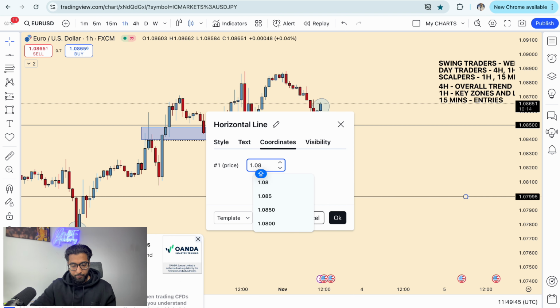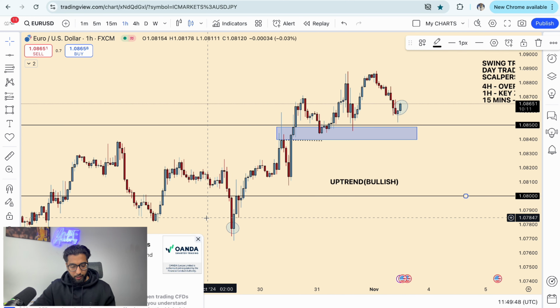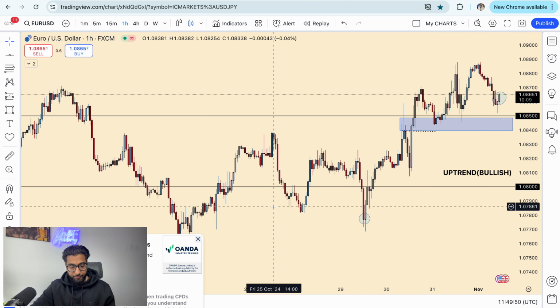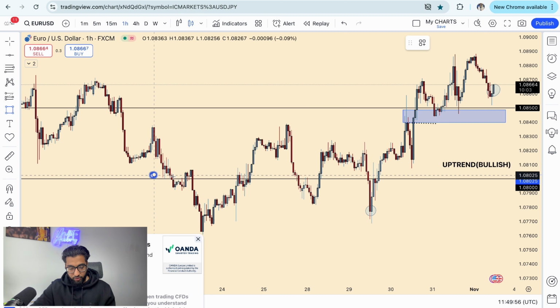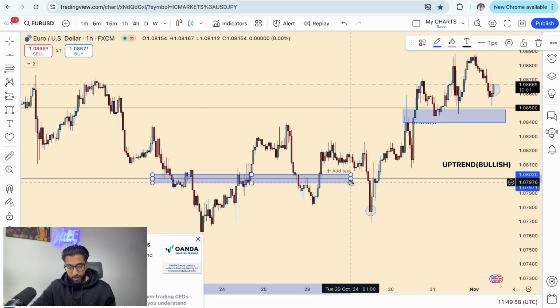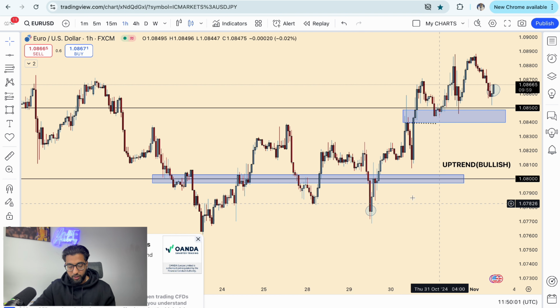And I'll show you how, okay? If you have a look at 1.08, you can clearly see, we can scale out. I can draw an area around it so you guys can see, right? I'm not going to draw an accurate area, just a little area around it. And you can see, guys, that every time price gets to this level, right?